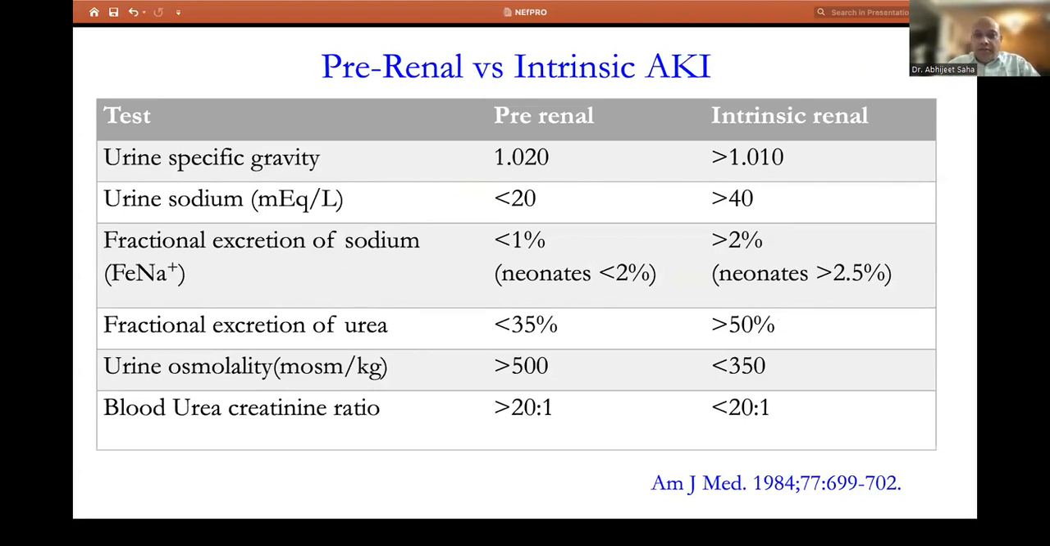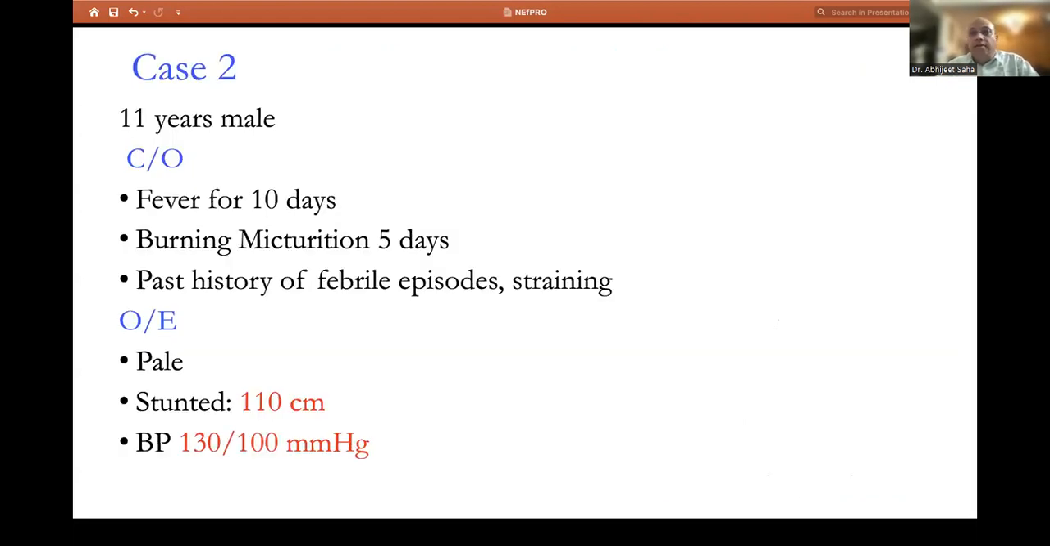We move further and we take case 2. Now, this was an 11 years old male who presented with fever for 10 days, burning micturition for 5 days. There was history of febrile episodes in the past. And the mother also gave history that the child has some problems in urinating. She has observed that the child strains while urinating.